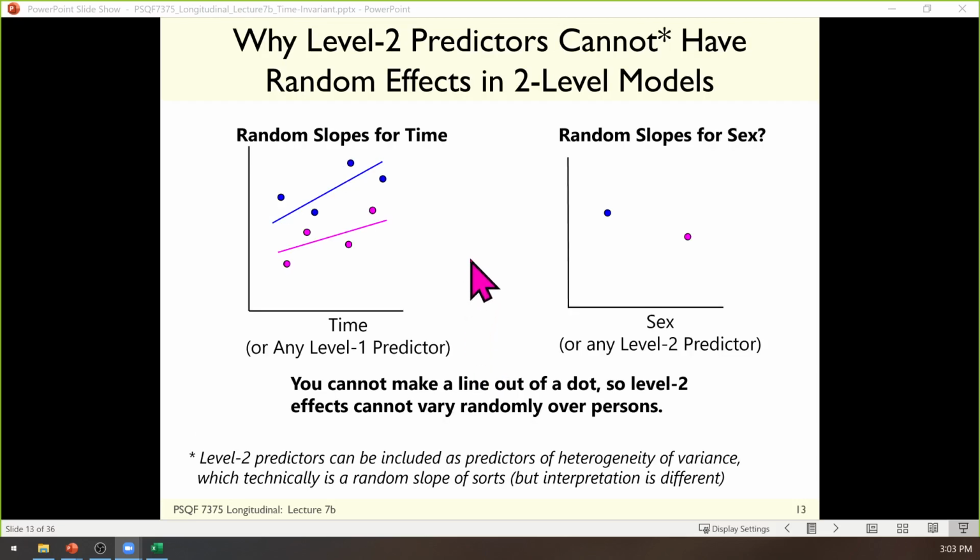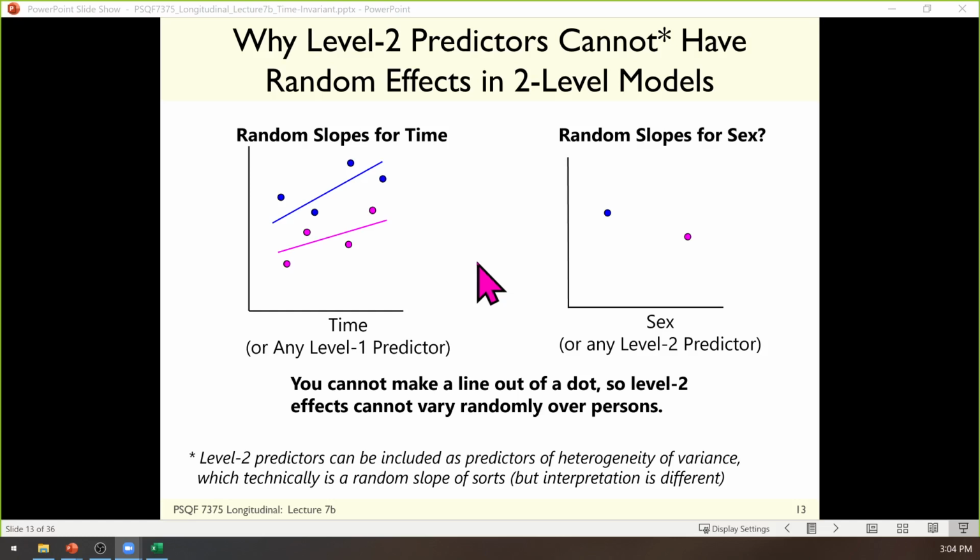What they can't do, though, is have random effects. So for instance, let's say that I collect biological sex as a level 2 predictor, and I collect it once. So I've got a blue dot and I've got a pink dot here. I can't make a slope through each of these dots, the same way that I can make a slope through the dots at each occasion for a time varying outcome. So level 2 predictors can only have fixed effects in these models. They cannot have random effects.